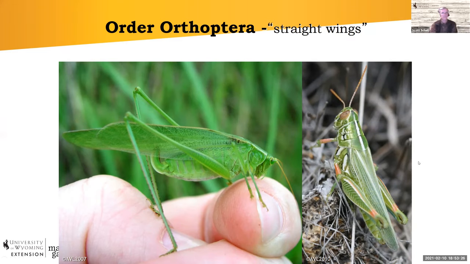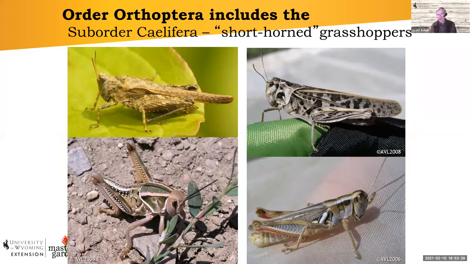The order Orthoptera breaks down into two major suborders, the Caelifera or shorthorn grasshoppers, and shorthorn just refers to their antennae being shorter than half their body length. So they can be small to big. This is a pygmy grasshopper. They are neat little critters. You usually find them around ponds or streams, in mosses. Probably the biggest I've ever seen is maybe a half inch long. Most of them as adults are 3/8 of an inch long.